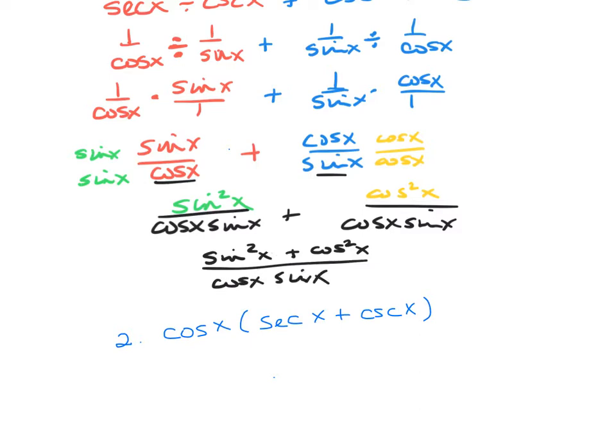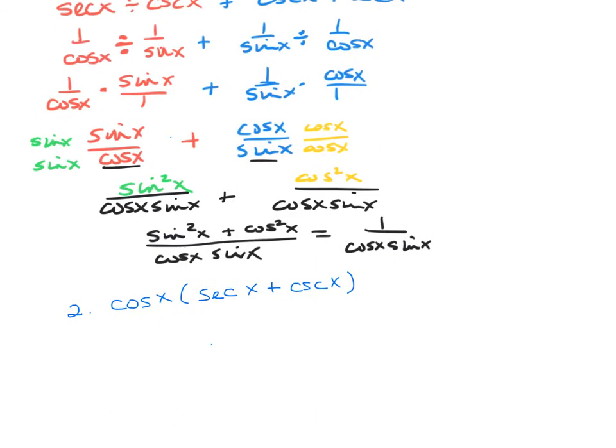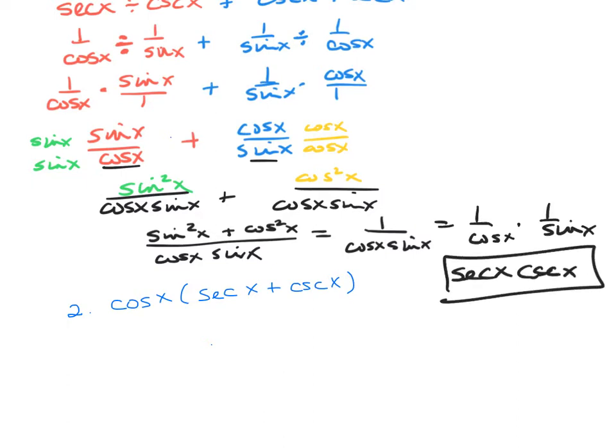Notice the top is an identity. It's a Pythagorean identity, and that numerator is equivalent to 1. And so I get 1 over cosine x times sine x. And then I don't want to leave my answer as a fraction, so I'm going to flip it to its reciprocal. I could actually pull these apart. And now reciprocal of cosine is secant, and reciprocal of sine is cosecant. And there's your answer.